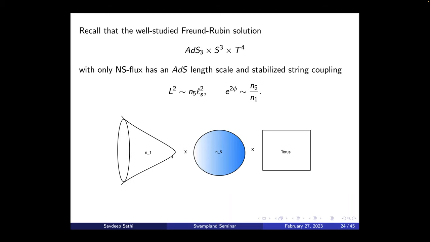So there's my depiction of AdS3 with some flux, electric flux going through the AdS3, N1 units of electric flux. There's the sphere with N5 units of magnetic flux, and there's a four torus. In the supersymmetric case, the length scale of the AdS, which is the same as the length scale of the sphere, is proportional to this flux quantum number N5. And the dilaton is stabilized with a value given by the ratio of N5 to N1. So I can take this background, hold fixed N5, which holds fixed the AdS length scale, and crank up N1 to get a very weakly coupled background.